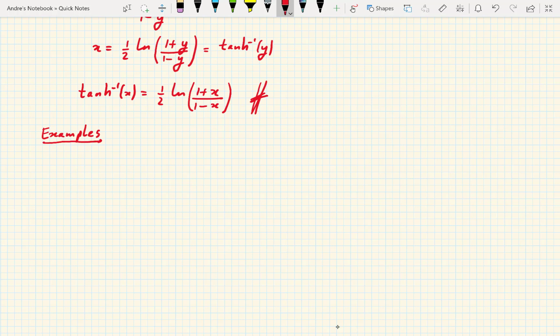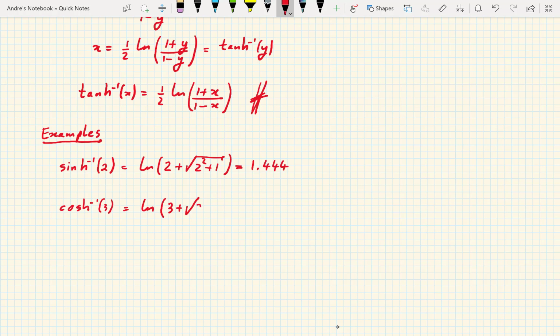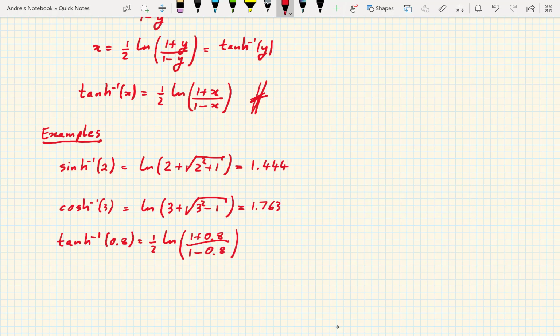The inverse hyperbolic sine of 2 is given by log 2 plus root 2 squared plus 1, which comes out as 1.444. The inverse hyperbolic cosine of 3 is given by log 3 plus root 3 squared minus 1, which is 1.763. And the inverse hyperbolic tangent of 0.8 is given by a half log 1 plus 0.8 over 1 minus 0.8, which is 1.099. Each of these can be checked by computing the respective hyperbolic sine, cosine and tangent of the result.